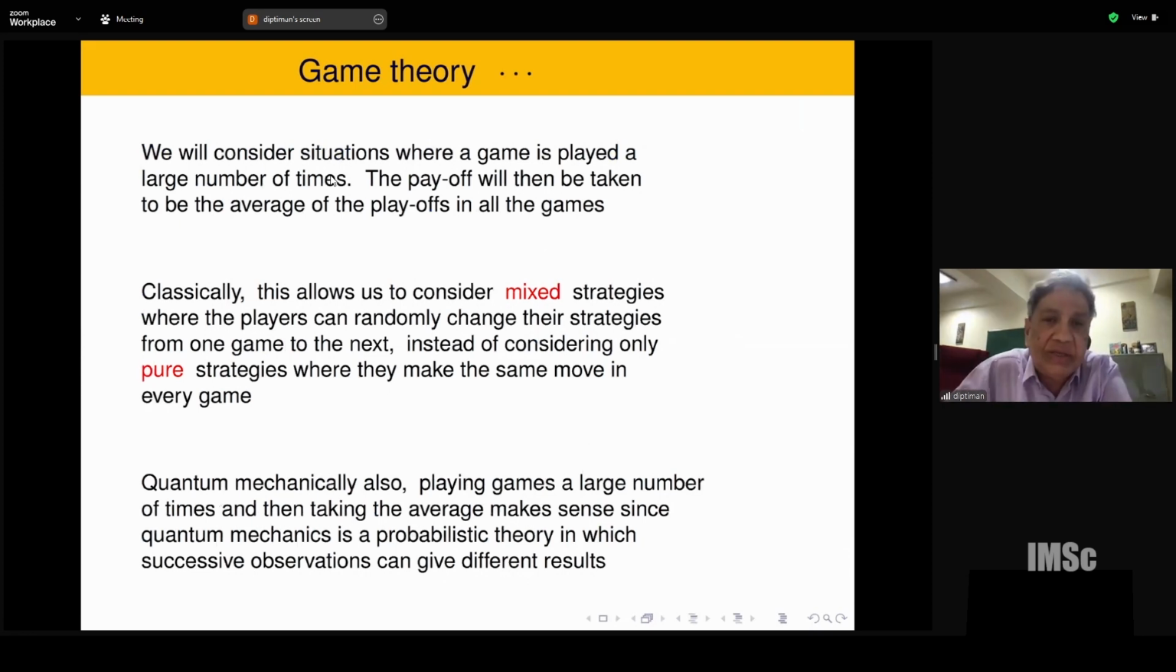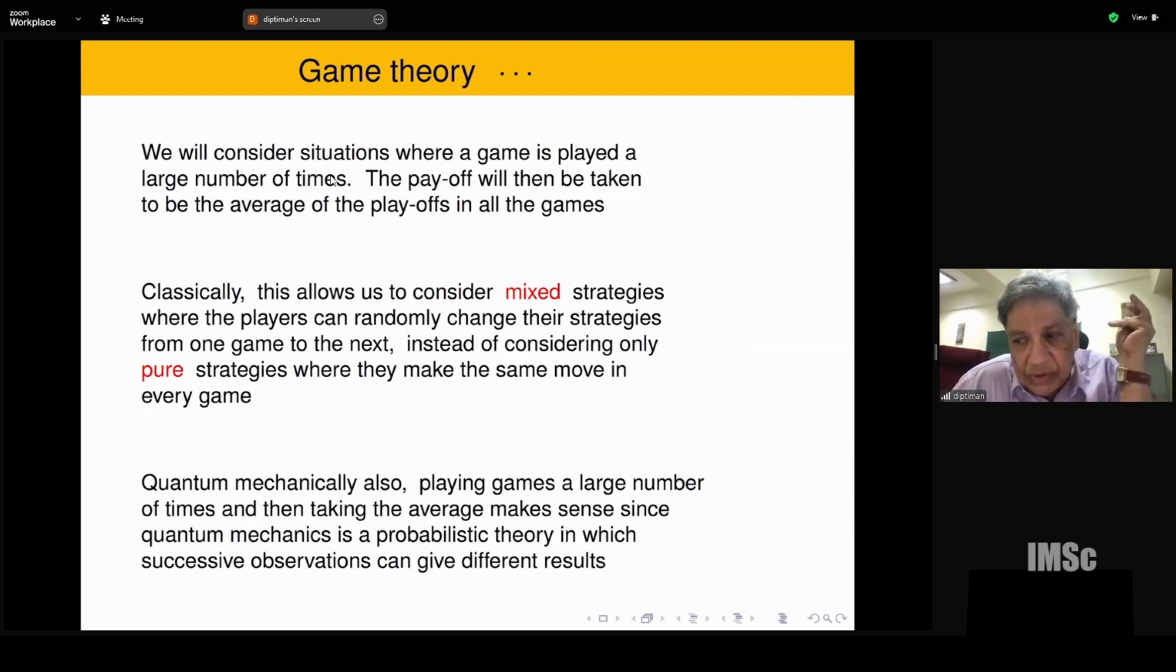Now, we'll consider situations where a game is played a very large number of times, and the payoff will then be defined as the average of the payoffs in all the games. The reason for doing this is that it's not very common in real life that you play a game, particularly if it's an important game like a football final, more than once. But the reason we are going to consider games which are played a large number of times is to mimic something that we do in quantum mechanics.